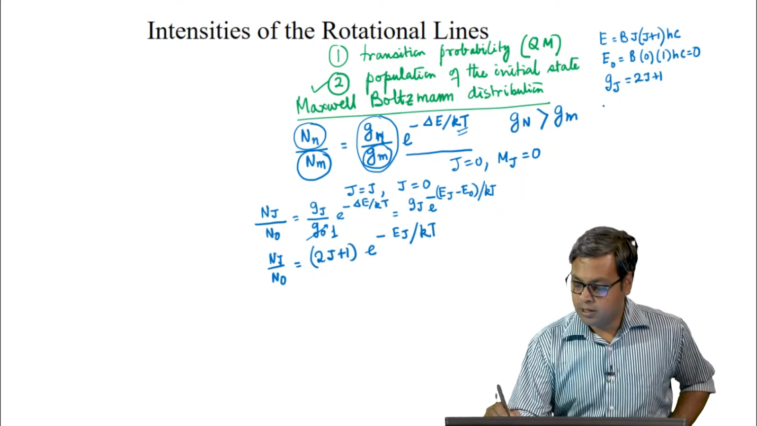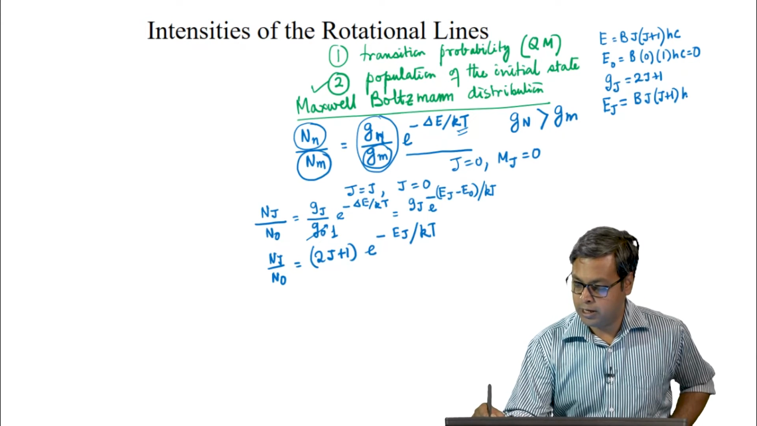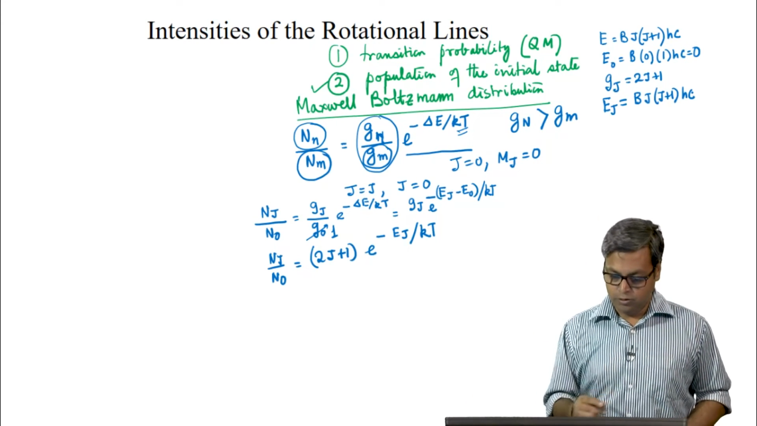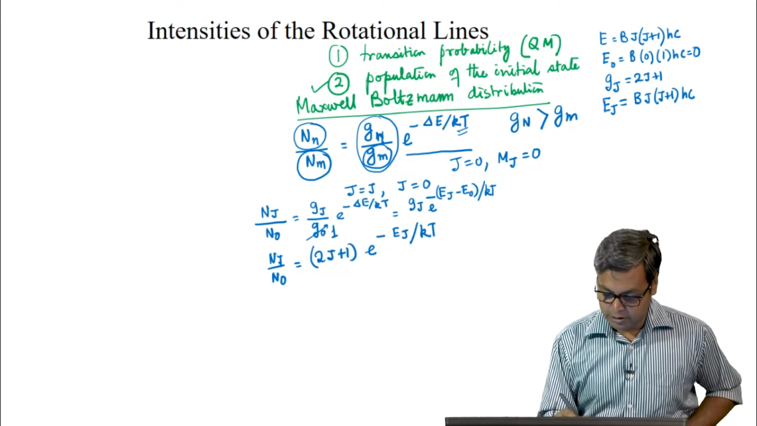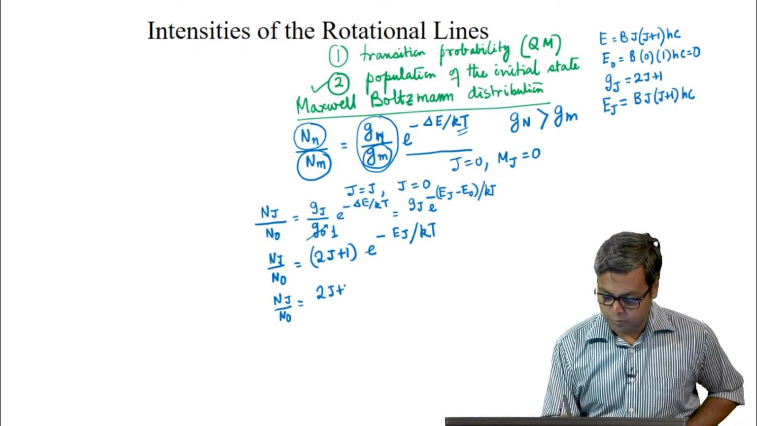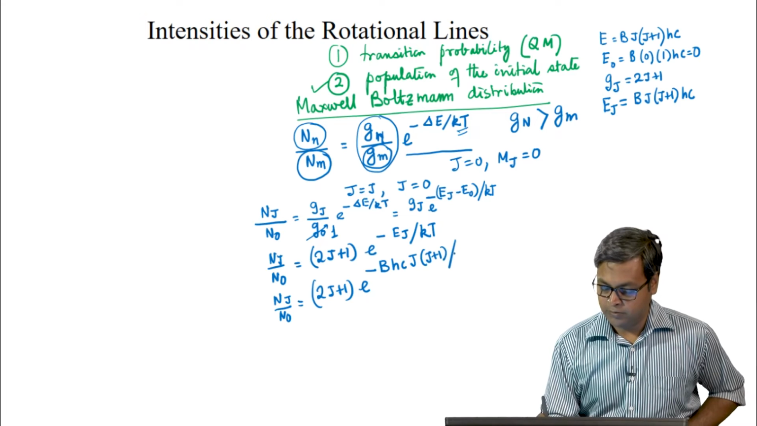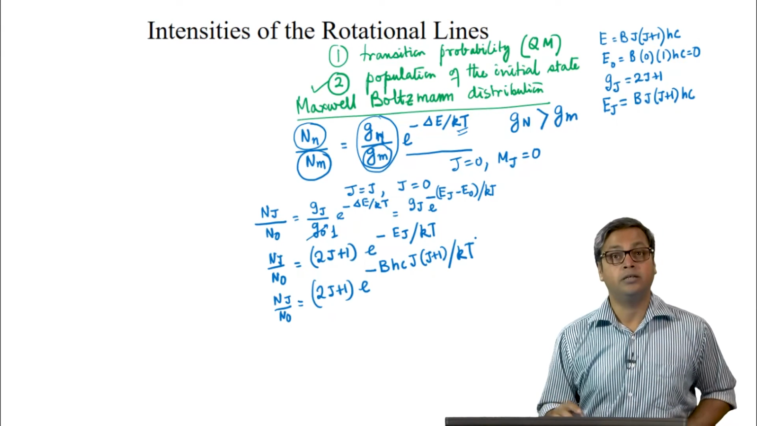Again, E J equals B times J(J plus 1) h c. So, we will write n J by n 0 equals 2J plus 1 e to the power minus B h c J times (J plus 1) divided by k T.